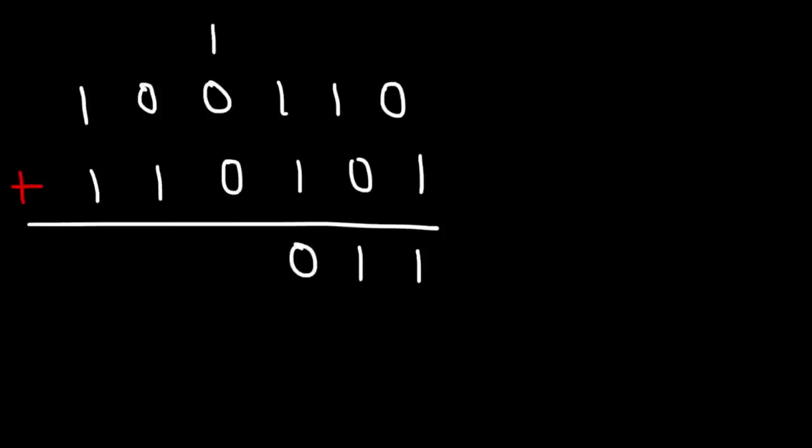1. Now for the fourth column, it's 1 plus 0 plus 0, which will equal 1. And then we have 0 plus 1, which is 1. And then next is 1 plus 1, which is 0, but carry over a 1 to the next column, which will give us 1.